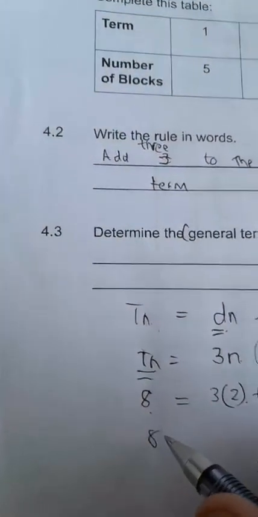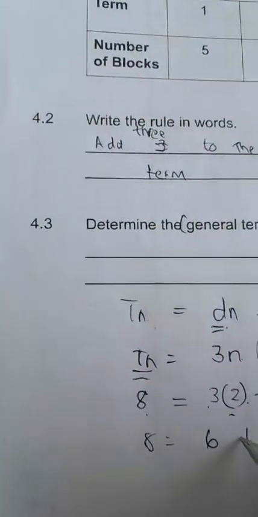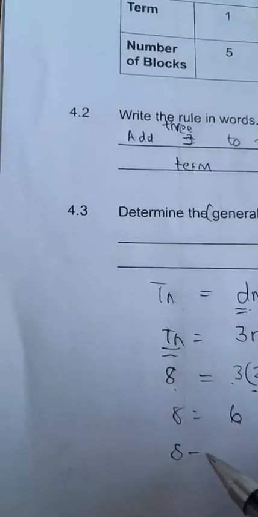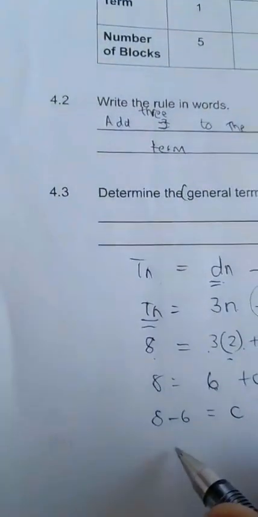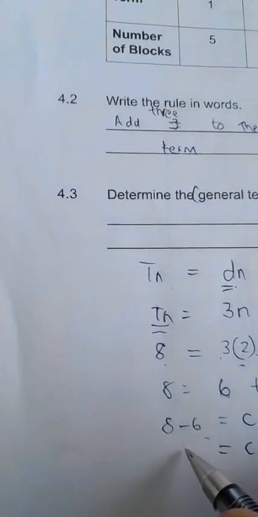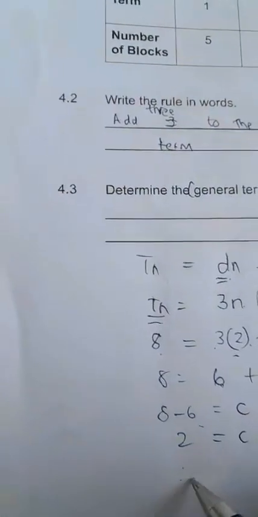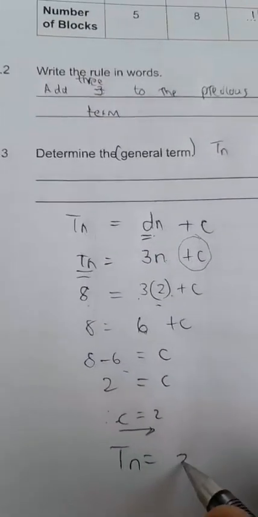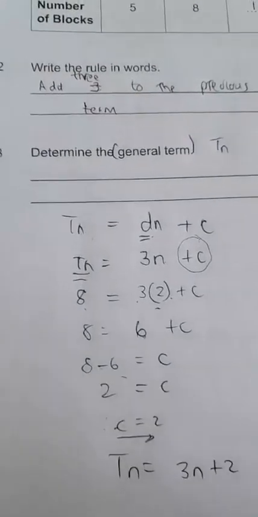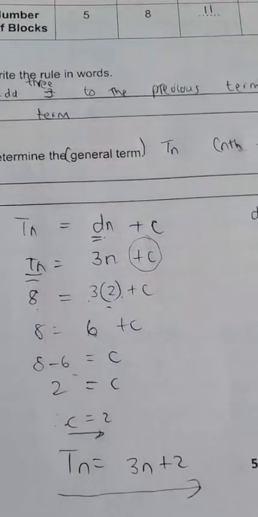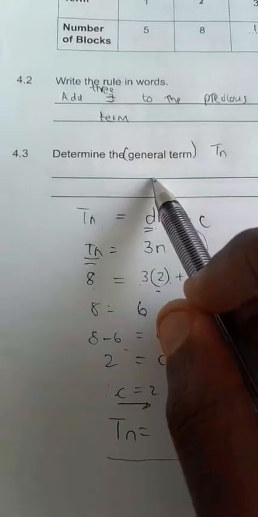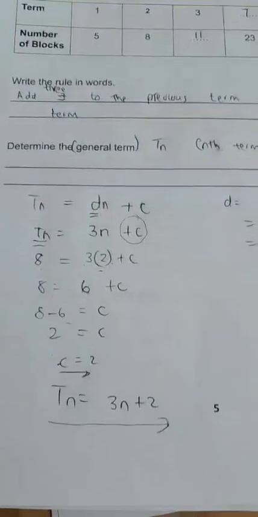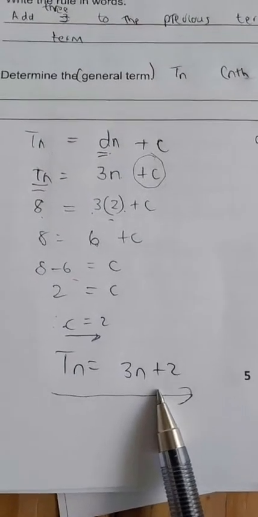So 8 is equal to what's 3 times 2? It's 6 plus C. Then when we are solving for an unknown, take the 6 over. We say 8 minus 6 is equal to C. So C is equal to what's 8 minus 6? It's 2. Therefore, our C value is 2. So what's Tn? Tn is equal to 3n plus 2. This is the general term of this sequence of blocks.